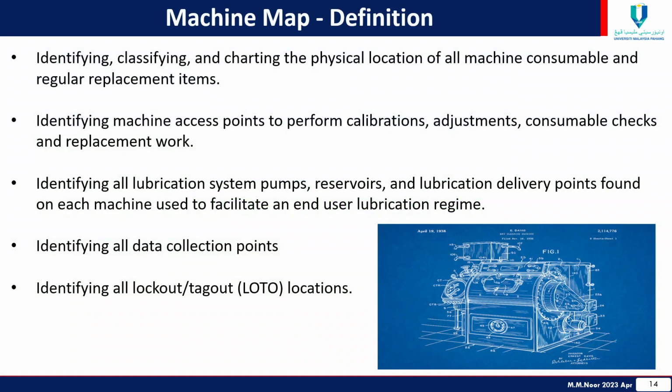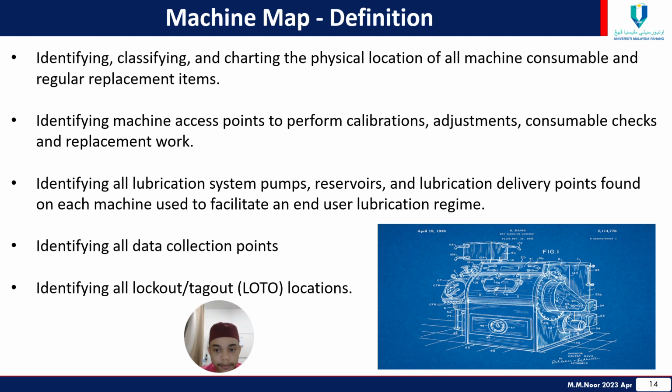Next, we go to the machine map. Machine map: identifying, classifying, and charting the physical location of all machine consumable and regular replacement items. Identifying machine access points to perform calibration, adjustment, consumable checks, and replacement work.